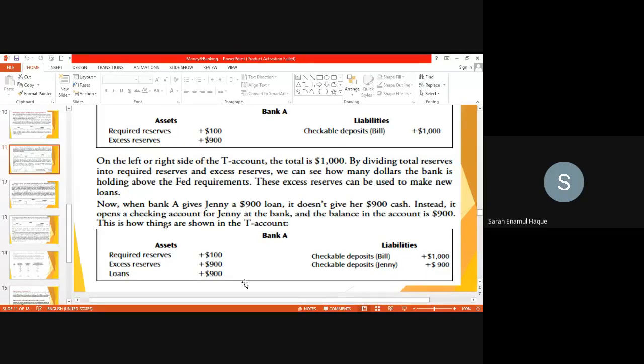Is this part clear? How much we have seen so far? Yes, ma'am. Sure, everyone? No, ma'am, where did bank get this extra 900?